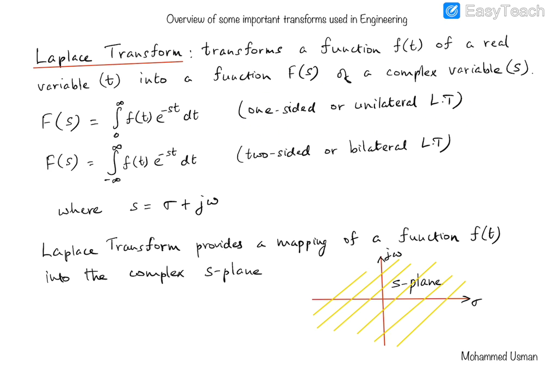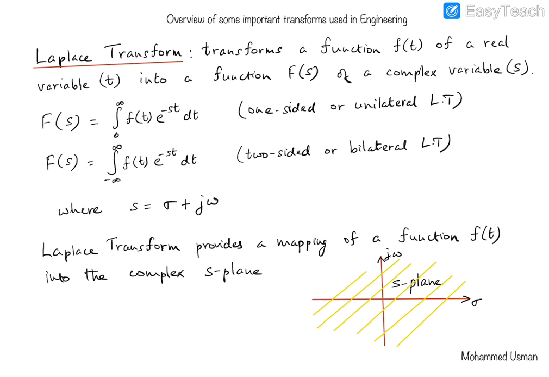So in the Laplace transform, the Laplace variable s is a complex variable which has a real part and an imaginary part. So the Laplace transform provides a mapping of the function of some real variable into the complex variable space. So we have what is called the S-plane. So the function f of t is mapped onto the S-plane, where the x-axis is the real part of the variable s, and the y-axis is the imaginary axis, which is the j omega axis corresponding to the j omega of the variable s.